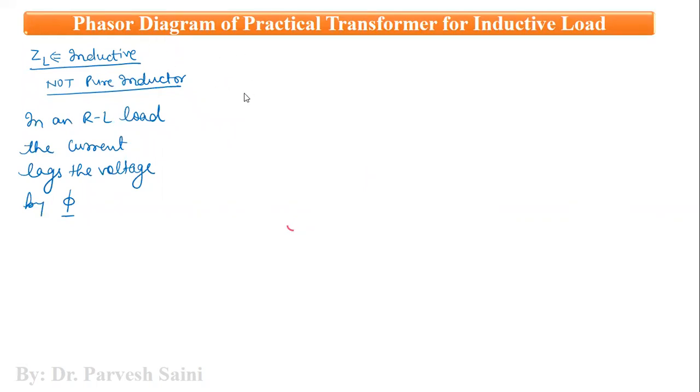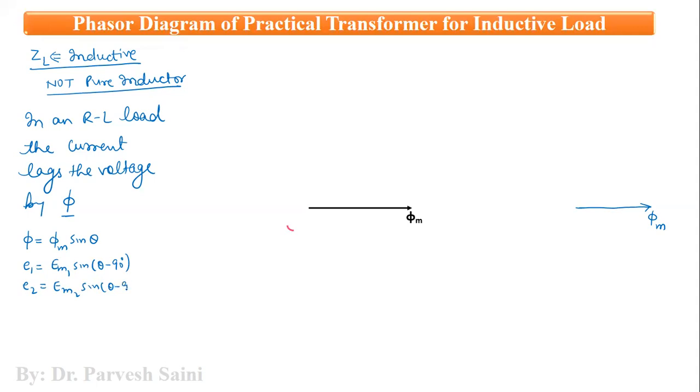So now let us start with the phasor diagram. First of all, because our transformer windings are mutually linked with the mutual flux, the mutual flux will be the reference phasor, and that is why we will draw this reference phasor first. So first we have phi m, right? From the EMF equations, because phi is given by phi m sine theta, the EMF equations are given by E1 equals Em1 sine theta minus 90 degrees. Similarly, E2 is given by Em2 sine theta minus 90 degrees. This is what we have got from the EMF equation of the transformer.